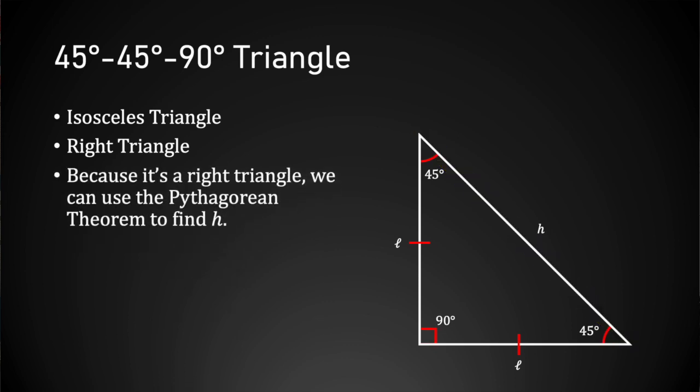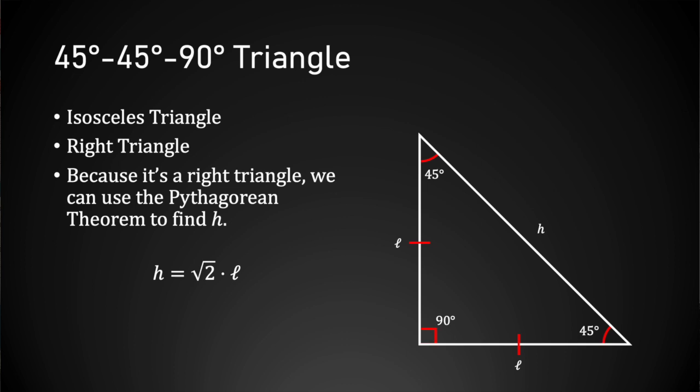Because it's a right triangle, we can use the Pythagorean theorem to put H in terms of L. So our original Pythagorean theorem is c squared equals a squared plus b squared. The hypotenuse always goes where c is, so I'll replace that with an h, and I'll replace a and b with L's. Well, L squared plus L squared can be rewritten as 2L squared, and we can take the square root of both sides to get h by itself. The L squared can come out of the radical as just L, but the 2 doesn't have another 2 inside, so it stays under the radical. So we have h equals the square root of 2 times L.